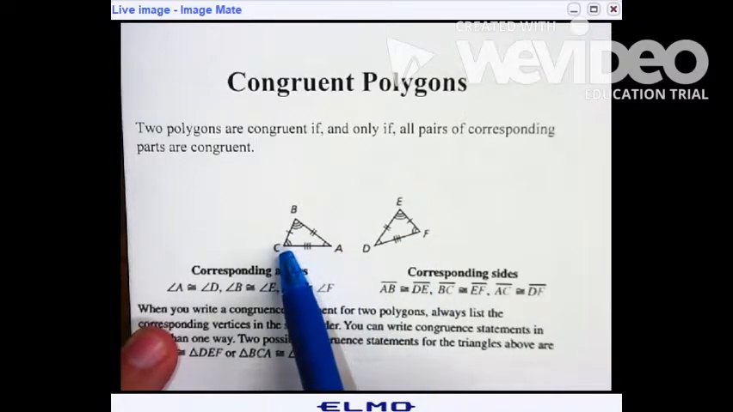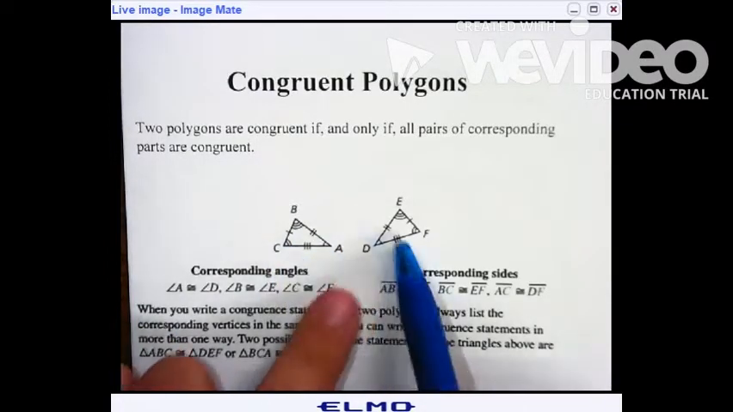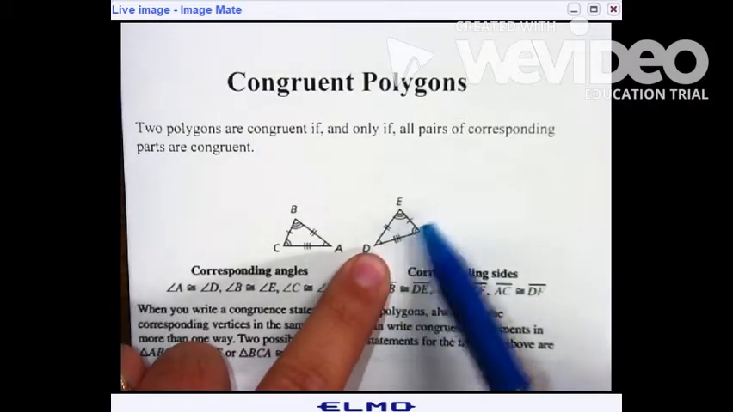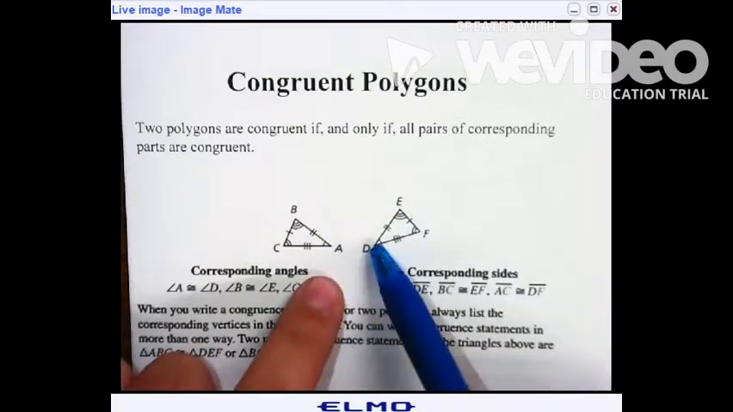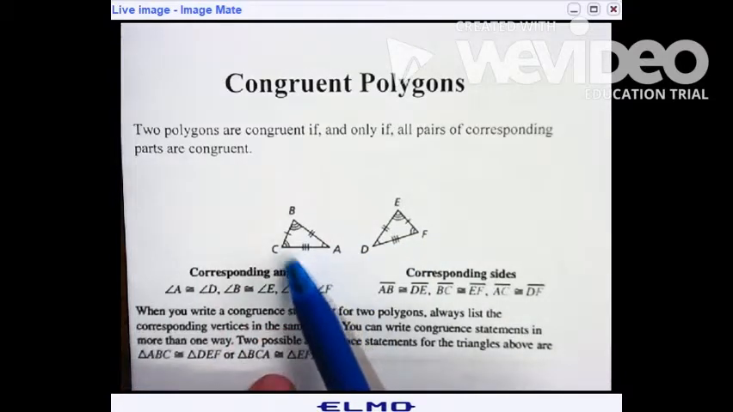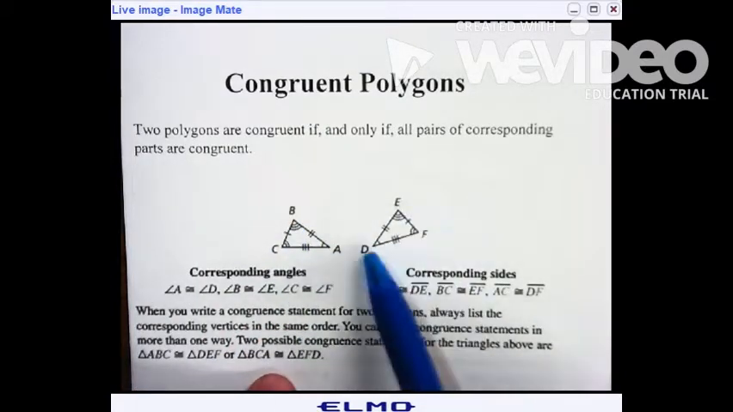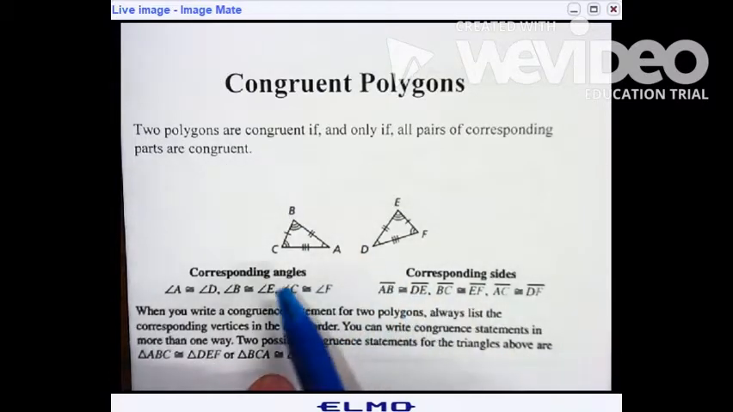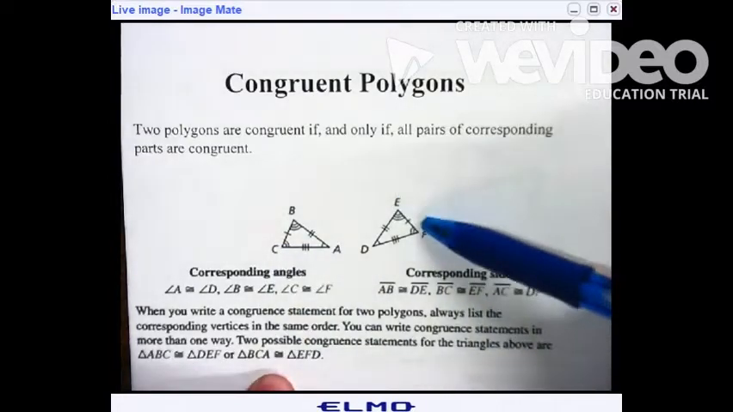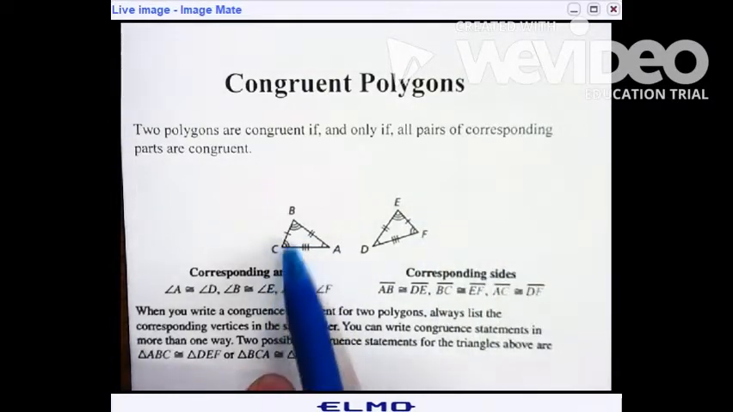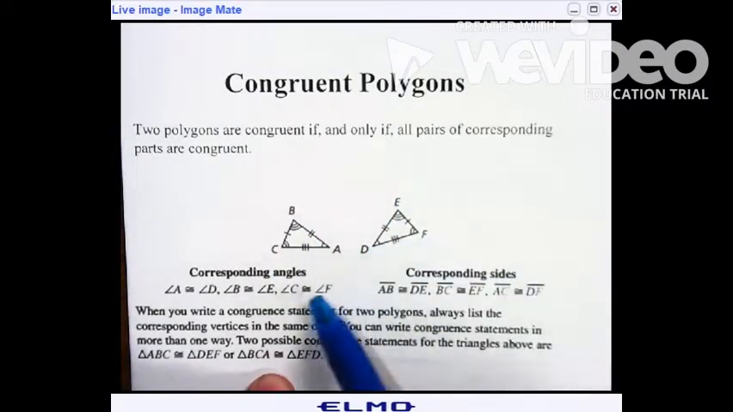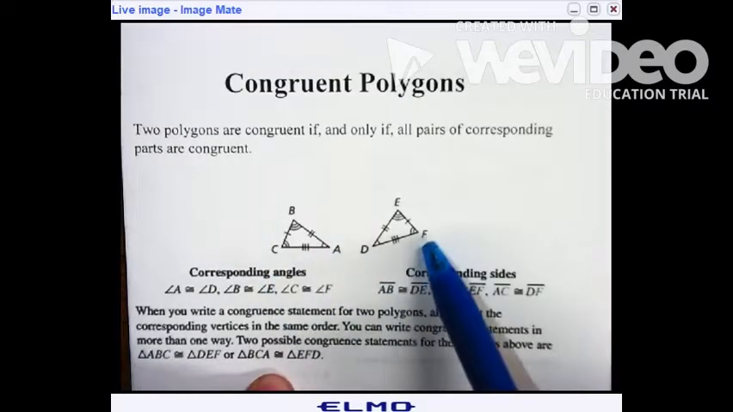I could take this triangle and do a reflection with it and then a little bit of a rotation, and they would match up perfectly. This angle would match up with that angle. This one would match with that one. They're corresponding. Also notice that not only are the angles congruent, but also the corresponding sides are congruent. So side BC is congruent to side EF. Side AB is congruent to side ED, and side CA is congruent to side FD.